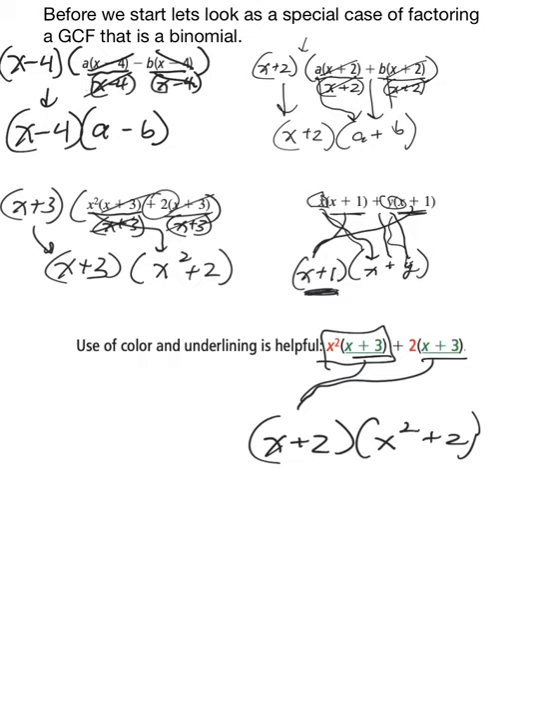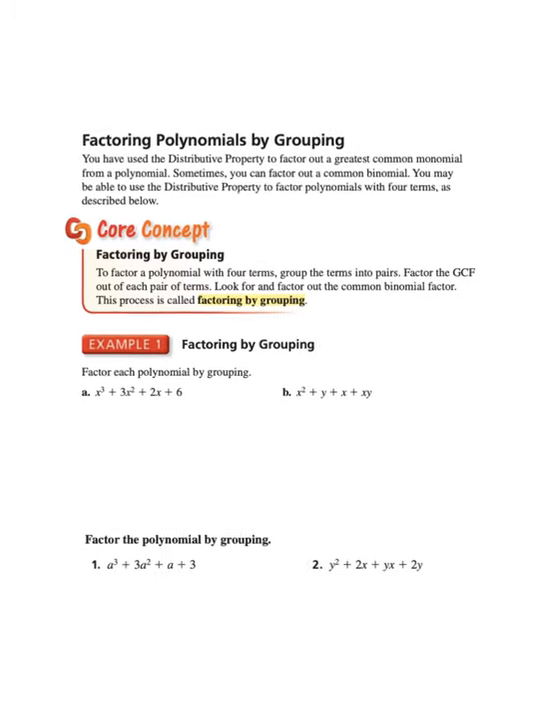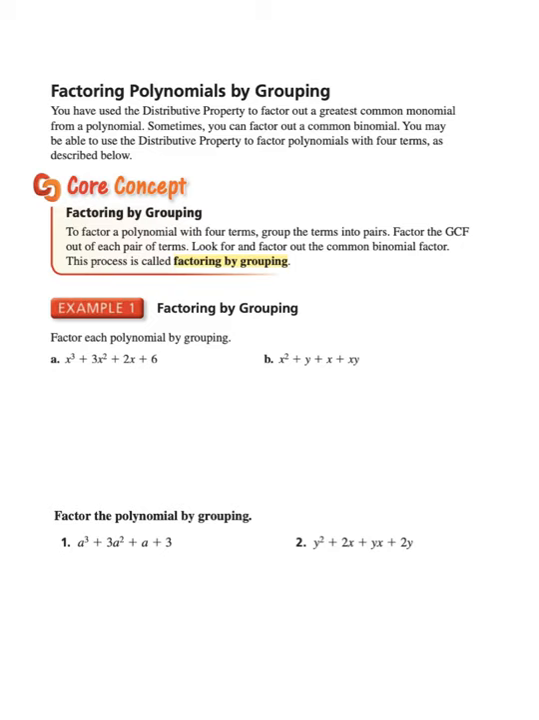The next page is the last page, and if you understand it, it's all you're going to need to do the homework. So let's go to the page. Factoring by grouping. Let me just read this to you. It says, you have used the distributive property to factor out the greatest common monomial from a polynomial. Sometimes you can factor out a common binomial, and that's what we were just doing. You may be able to use the distributive property to factor a polynomial with 4 terms as described below. And so the name of this factoring process is called factoring by grouping.